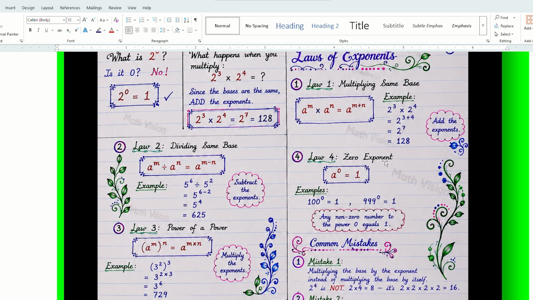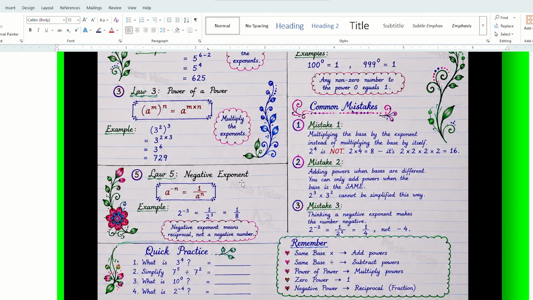Law number 4, zero exponent. If any number has 0 exponent, then the answer will be 1. 100 raised to power 0 is equal to 1. 999 raised to power 0 is equal to 1. Any non-zero number to the power 0 equals 1.